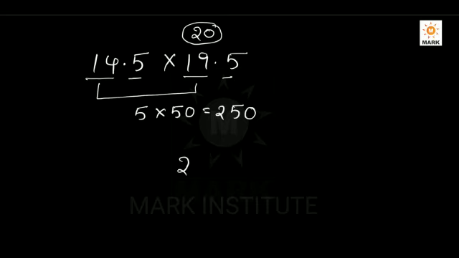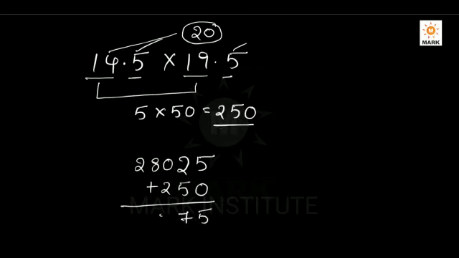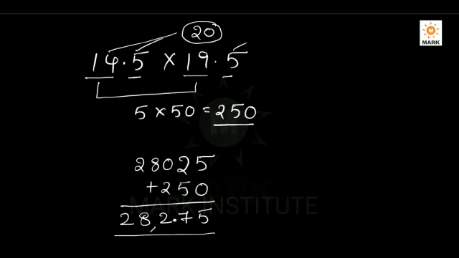5 into 5 is 25. Now the calculation starts. 5 into 5 is 25. Now multiply these two numbers, 14 into 20, 280. Add this number plus 250. 5, 7, 2, 8, 2, I have written from the units place. Now the answer is 28,275, which is the product of 14.5 into 19.5 with the decimal placed here.